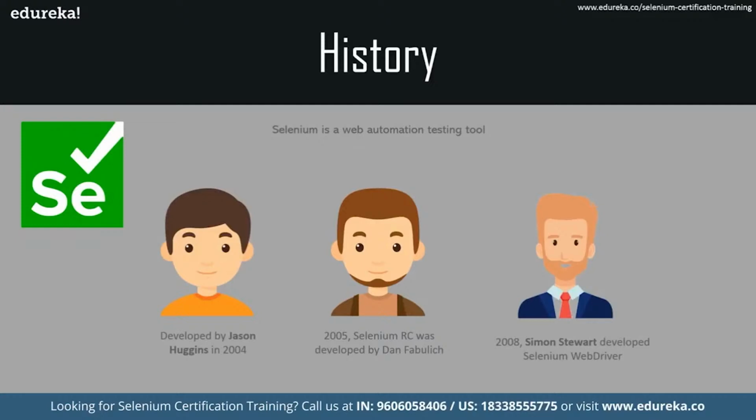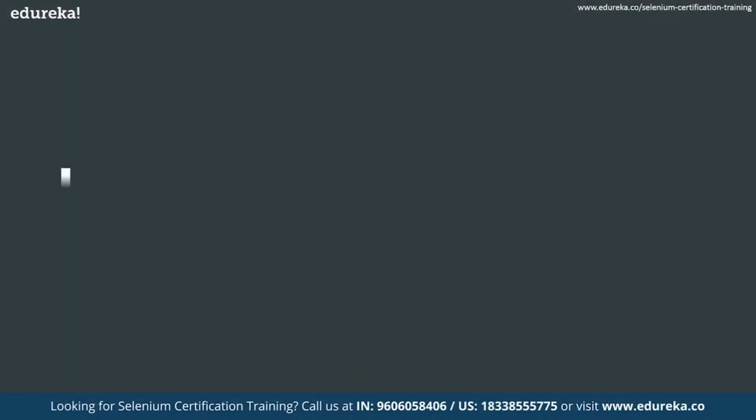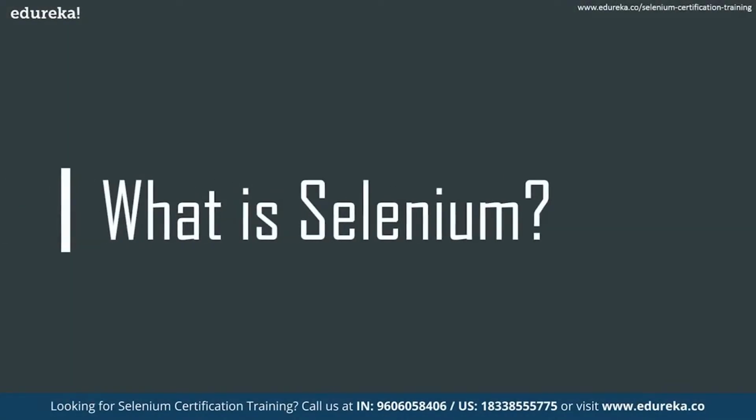As you can see, the growth began in 2004 itself, but to be officially released and to be officially available to people by the name Selenium WebDriver, it took close to 5 to 6 years, right? So this is exactly how Selenium came into the mainframe. Now moving ahead, let's take a look at what exactly is Selenium.